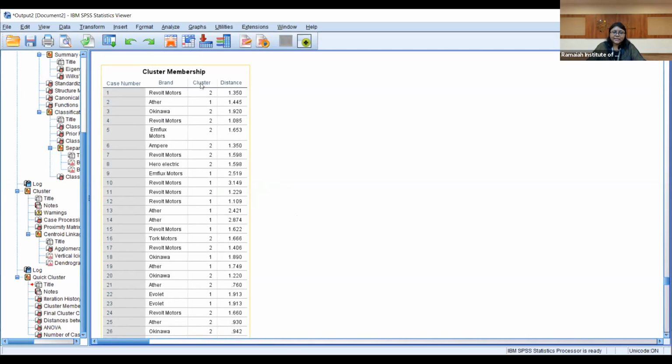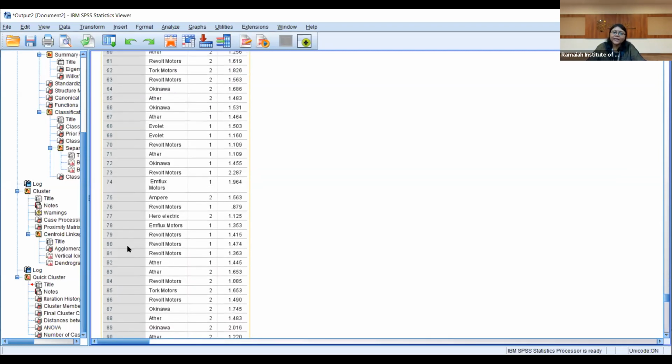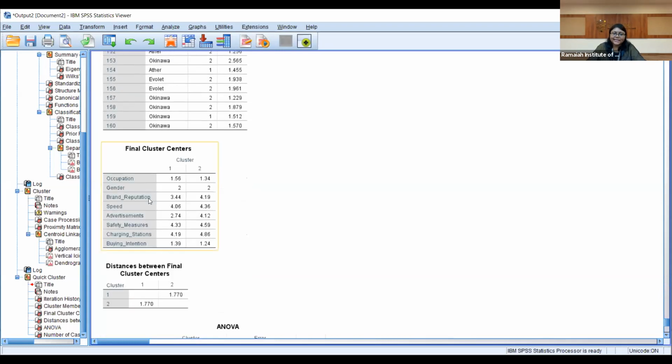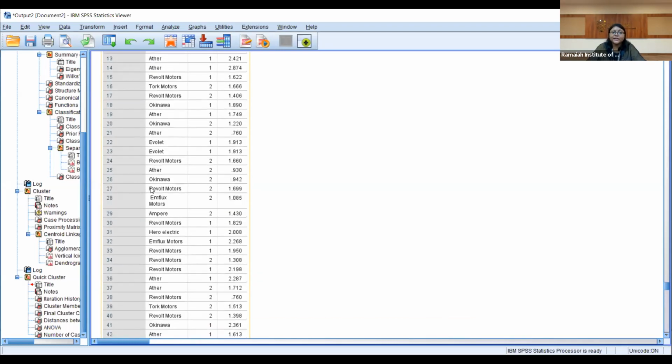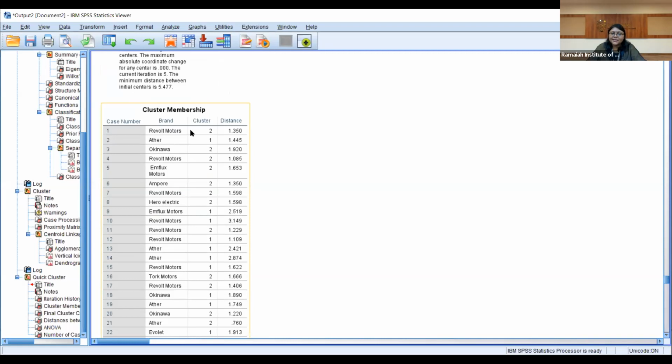Now the next thing is the cluster membership. In cluster membership, it will tell you which of these brands comes under which of the clusters based on the case numbers. That means the total number of cases, 160 cases. For individual 160 cases, it will tell you which of these brands are in which cluster. So it is a detailed description of these clusters. Now if you want to see, we have also clicked on the distance, so the distance in this cluster is also visible in this cluster membership.